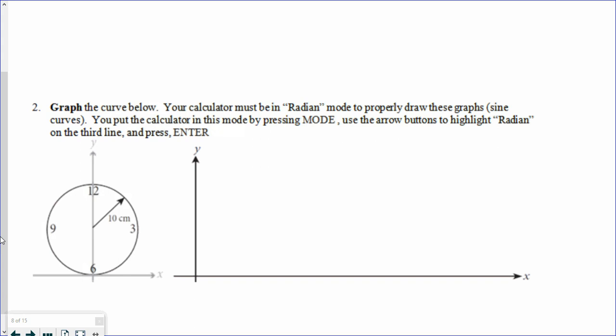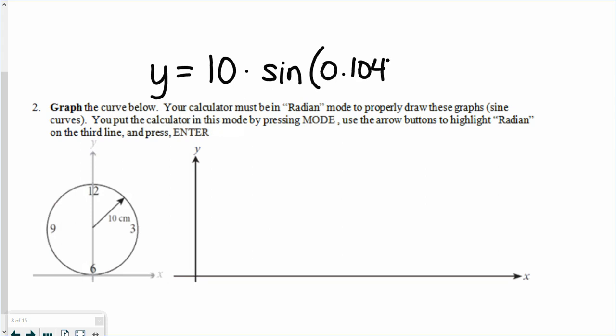So graphing the curve below, what you can do is you can now put in your y equals for that equation. So y equals, be careful with brackets here, 10 times, again, the sine. It'll open a bracket for you. So 0.10472x plus 1.5708, plus 10.